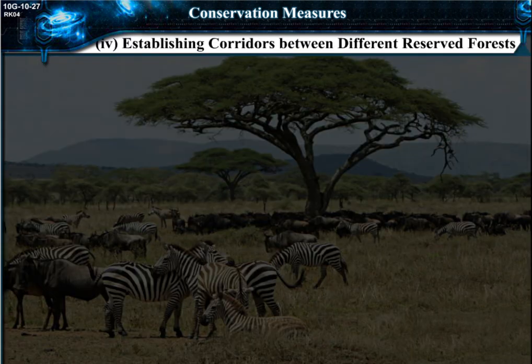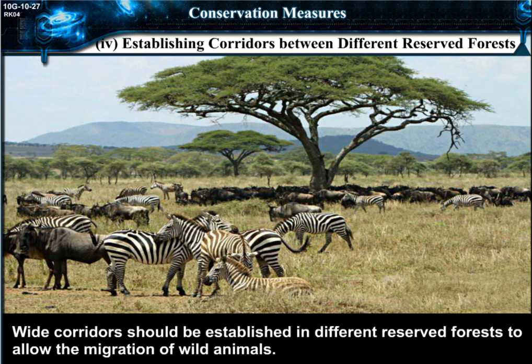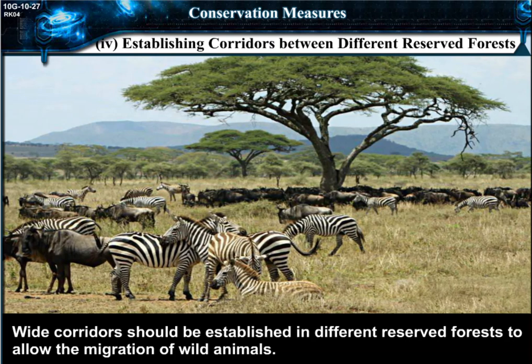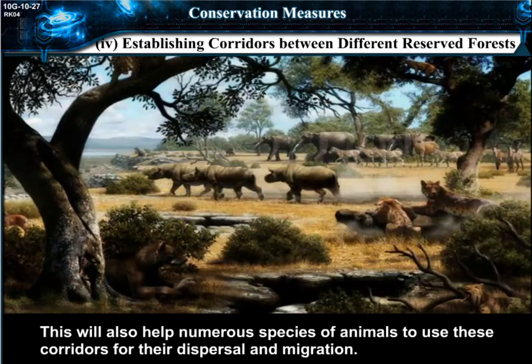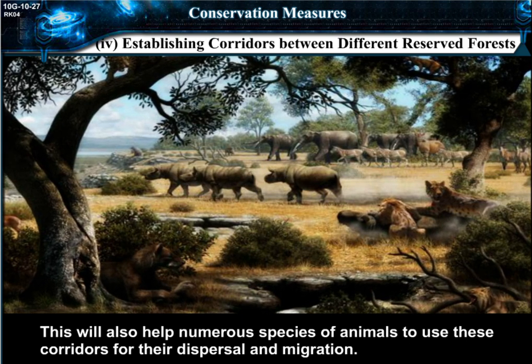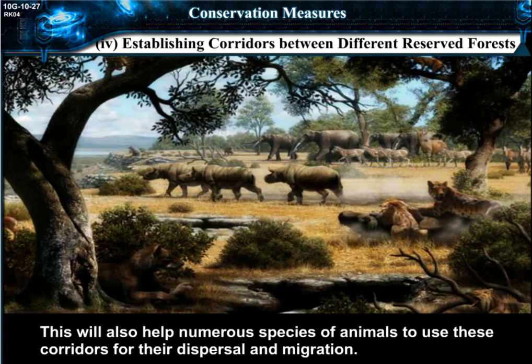Fourth, establishing corridors between different reserved forests. Wide corridors should be established in different reserved forests to allow the migration of wild animals. This will also help numerous species of animals to use these corridors for their dispersal and migration.